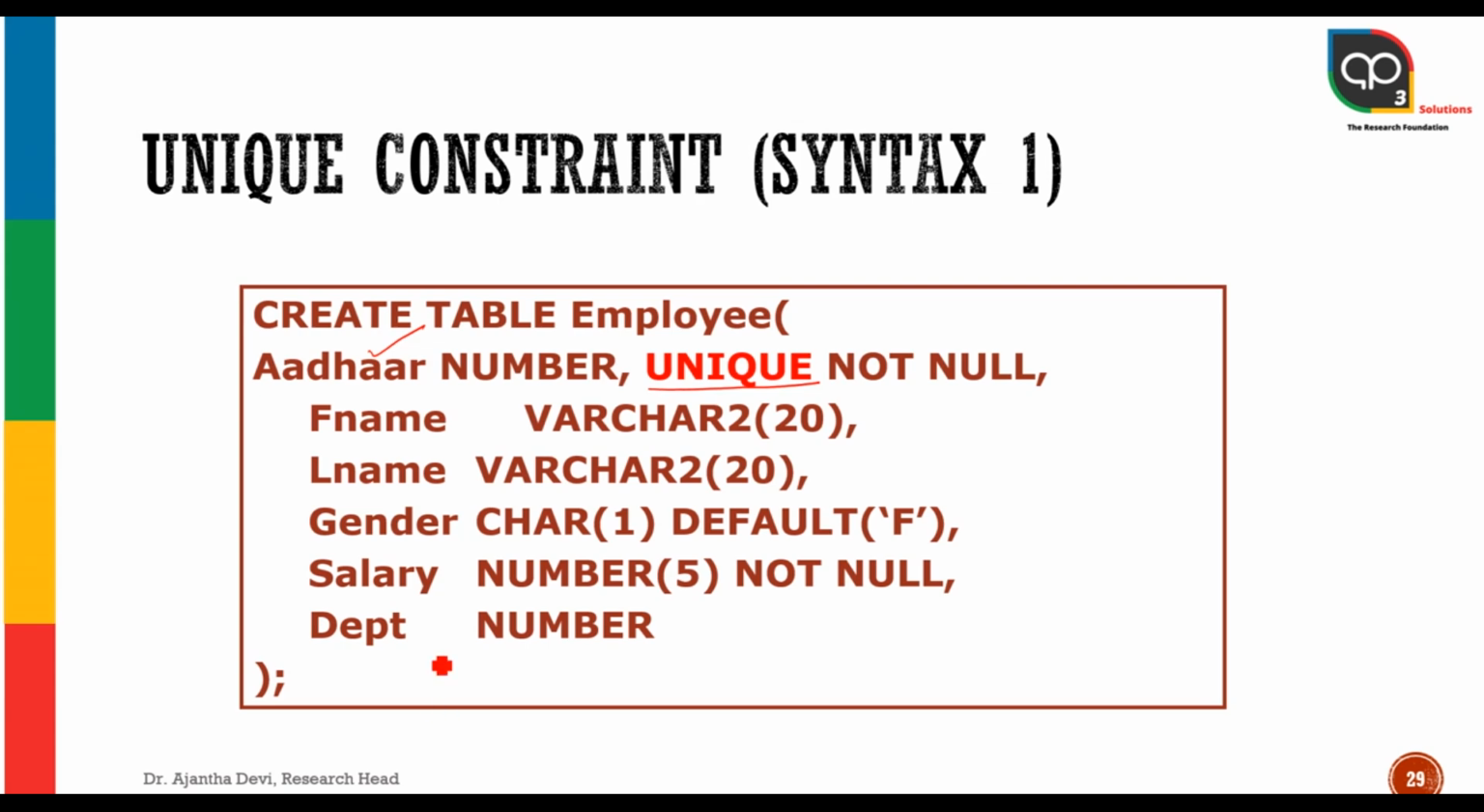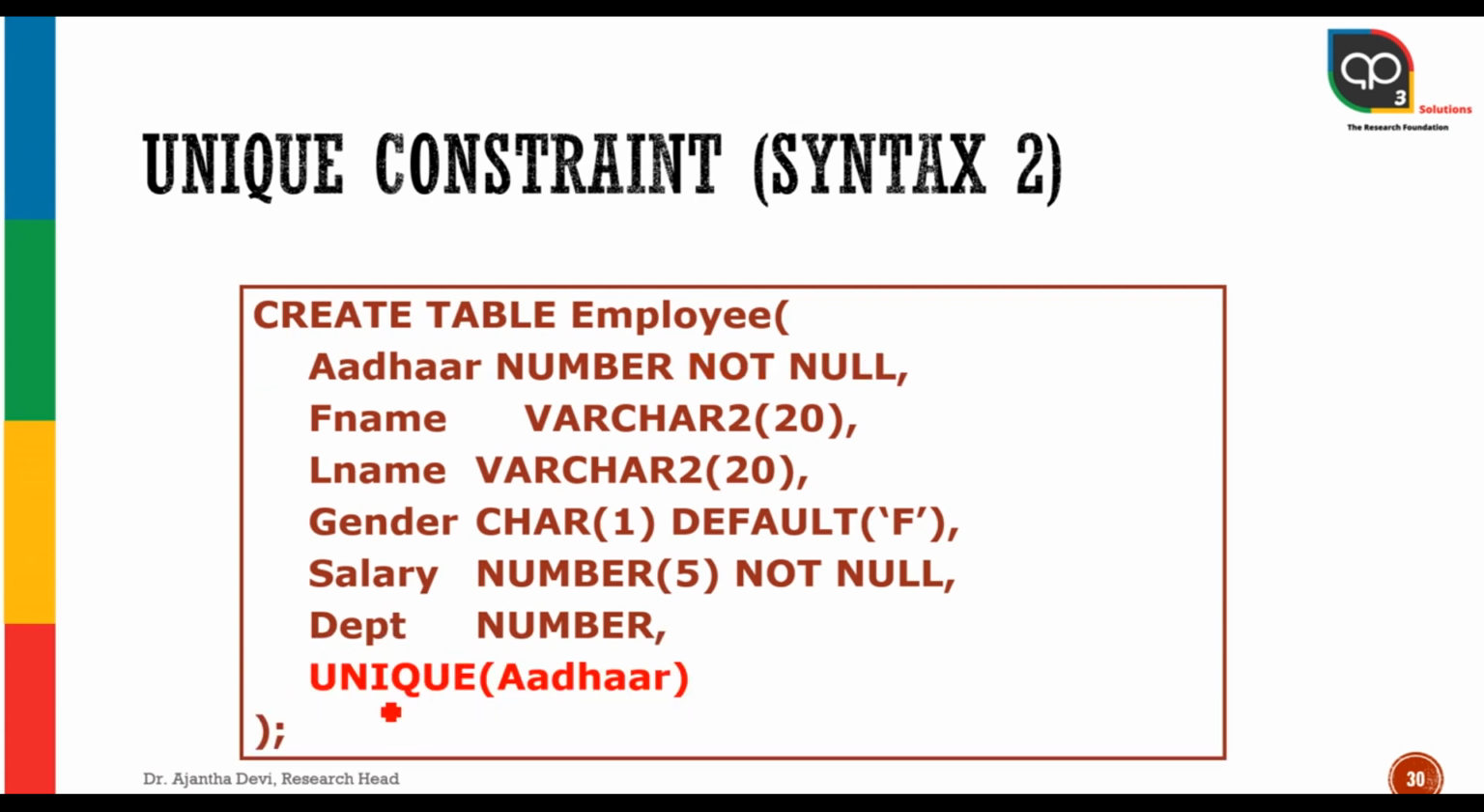And dear friends, a table can have multiple unique columns also. Unlike primary key, unique allows one null value in most databases. For this UNIQUE, not only here, you can also provide it separately at the bottom as a last constraint. So this is the column and here you are providing the unique constraint. This is also possible.